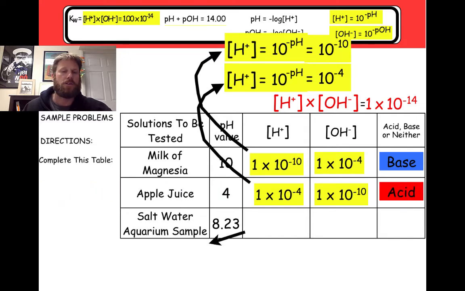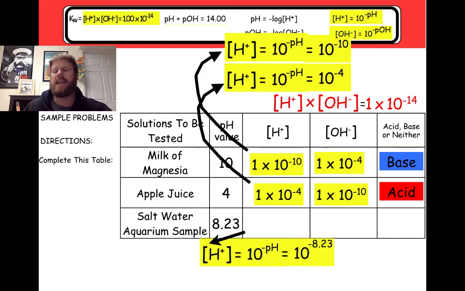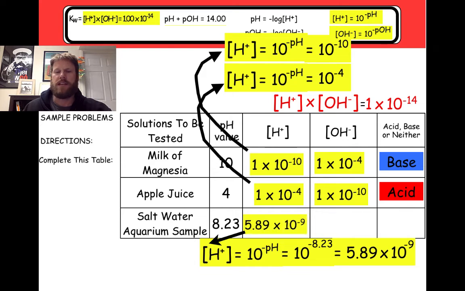Well, what about a saltwater aquarium with a pH value of 8.23? That isn't going to result in a quickie. If we take 10 to the negative 8.23, we get 5.89 times 10 to the negative 9th for our H plus concentration. So now we can get the OH minus concentration in a couple different ways. More than one way to cut your grass.